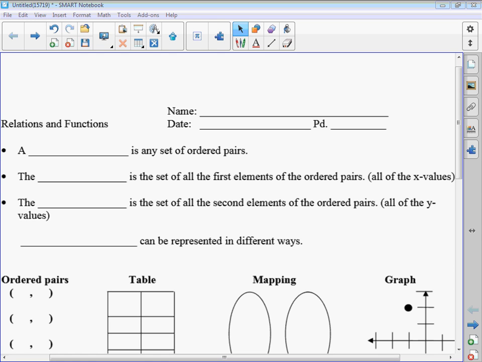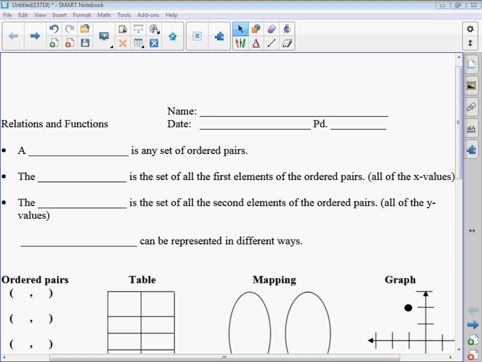Alright guys, we're going to go through these notes on relations and functions. At your own pace, I want you to make sure you get all of this filled out, and I will hopefully be back on Thursday to answer any questions we have regarding the notes.